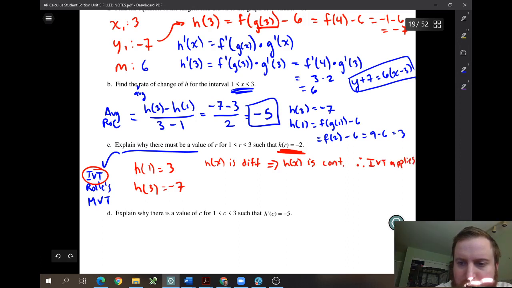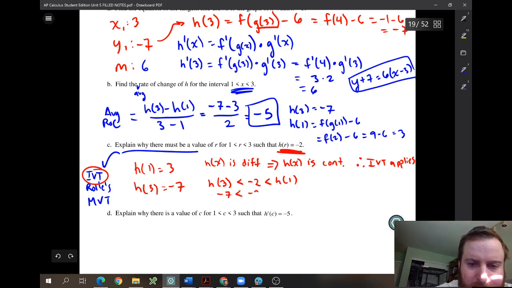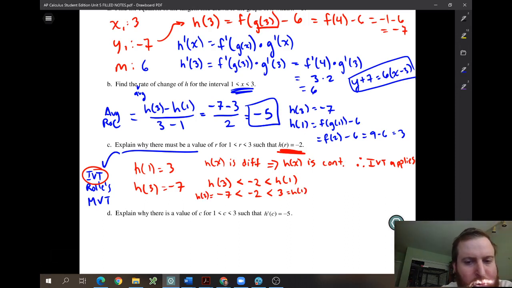So now with IVT, we can say that h of 3, that negative 7, is less than negative 2, which is less than h of 1. If you want to add in the 3 and the negative 7, you could. You could say negative 7 is less than negative 2 is less than 3, and then put equals h of 1 on this one and equals h of 3 on that one. So you could have written it like that also. Either way, that works. So negative 2 is in between there.